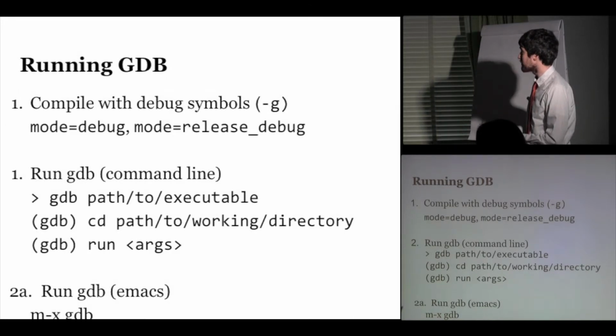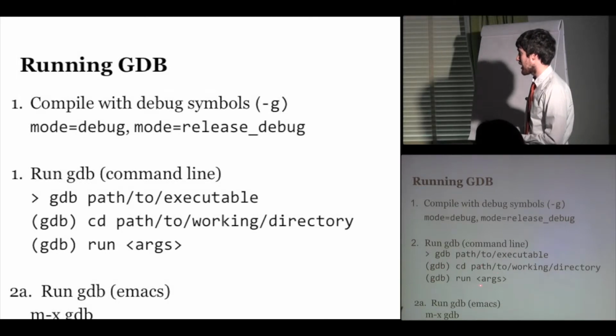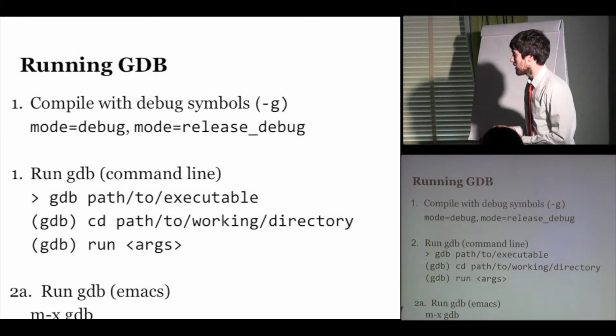Okay, so if you wanted to run GDB from the command line, you type gdb and the path name to the executable, and you open up the program in GDB, and you can change the working directory and run the program with arguments. So the arguments will work as if you had passed them in on the command line.